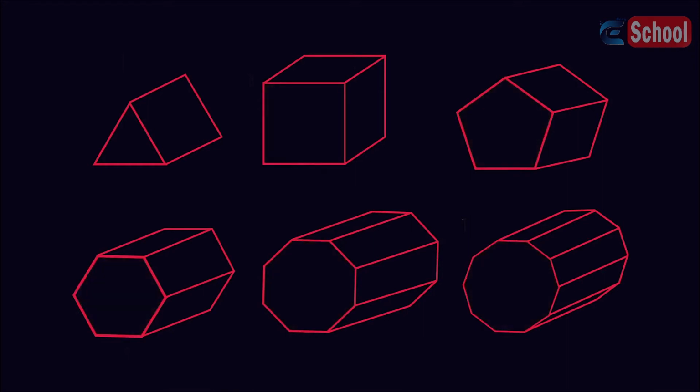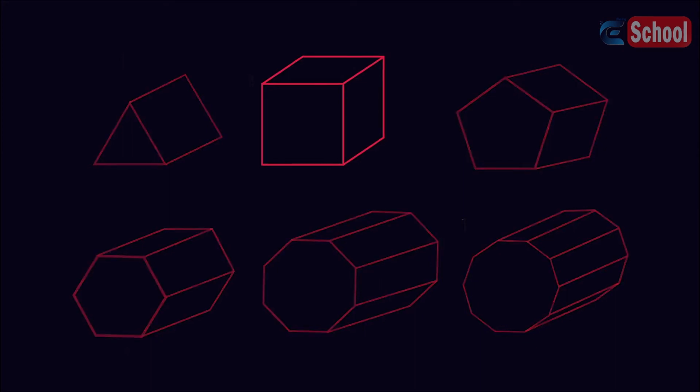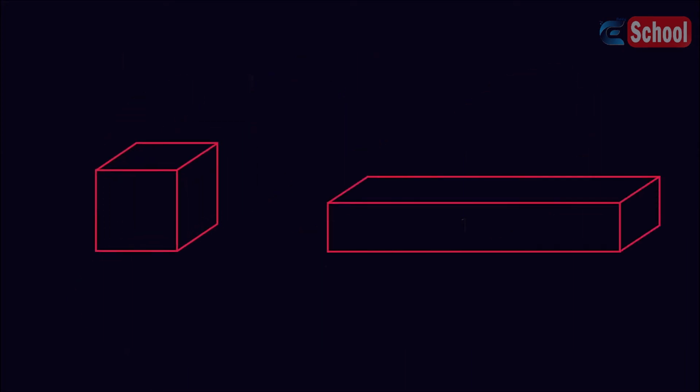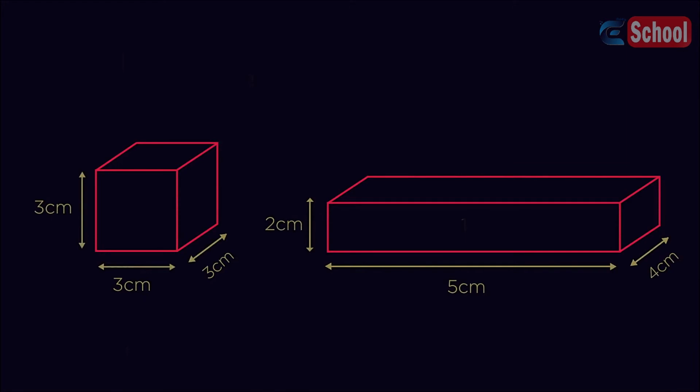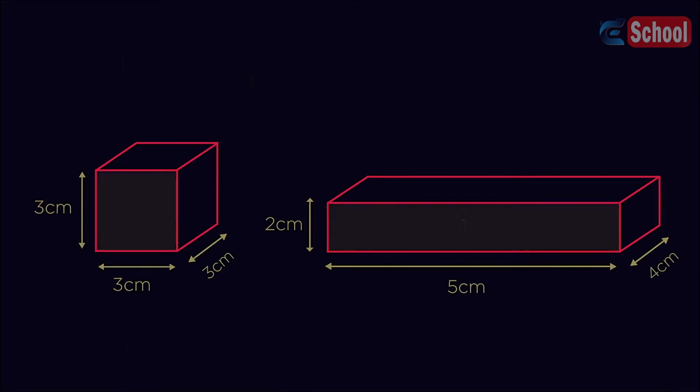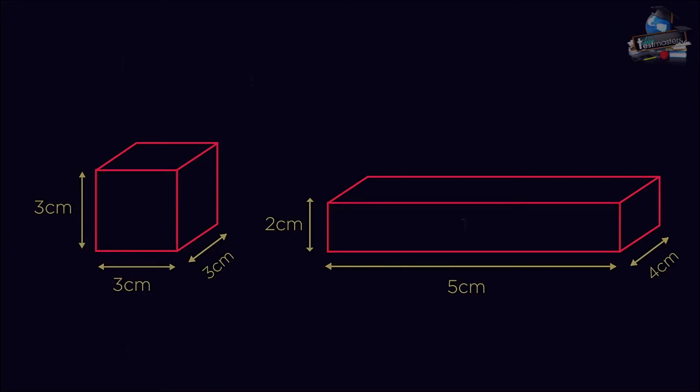Let's look first at two common prisms, the cube and the cuboid. In these examples, think about how you might find the cross-sectional area. That's right, we know we can find the cross-sectional area by multiplying the length by the width. The cube is 3 times 3, so 9 centimetres squared, and the cuboid is 5 times 2, so 10 centimetres squared.